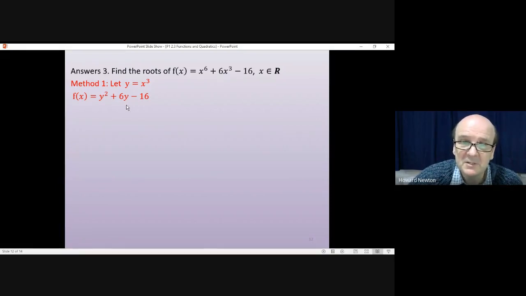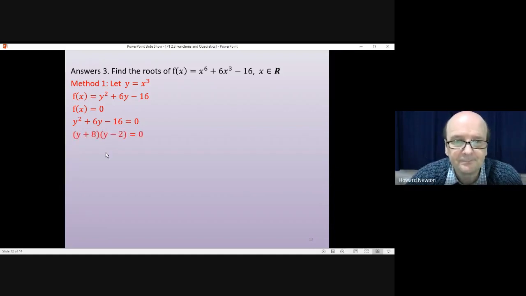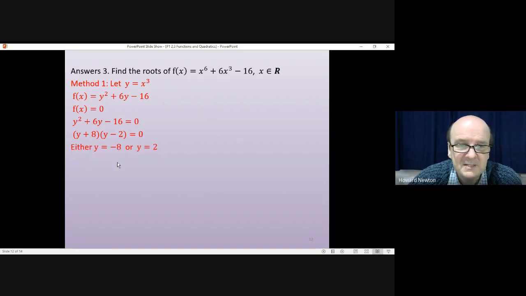Once you've done that, you just do all the normal things that you would do with a quadratic. So to find the roots, we have to let that equal 0, which means y squared plus 6y minus 16 equals 0. That does factorize into y plus 8 times y minus 2 equals 0. If the first bracket's 0, we'll get y equals minus 8. If the second bracket's 0, we'll get y equals 2.